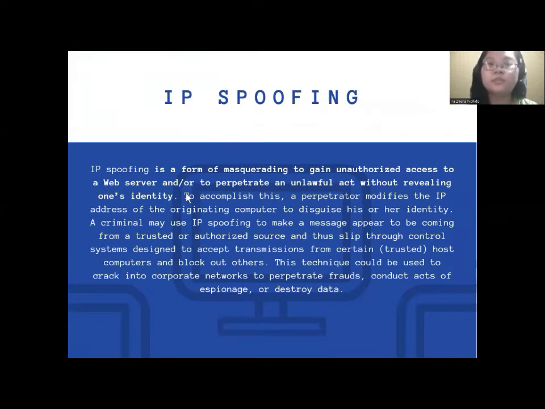Ang una is the IP spoofing. It is a form of masquerading to gain unauthorized access to a web server and/or to perpetrate an unlawful act without revealing one's identity. Para ma-accomplish ito, the perpetrator modifies the IP address of the originating computer to disguise his or her identity. For example, a hacker may spoof a manufacturing firm with a false sales order that appears to come from a legitimate customer. If the spoof goes undetected, the manufacturer will incur the cost of producing and delivering a product that was never ordered.